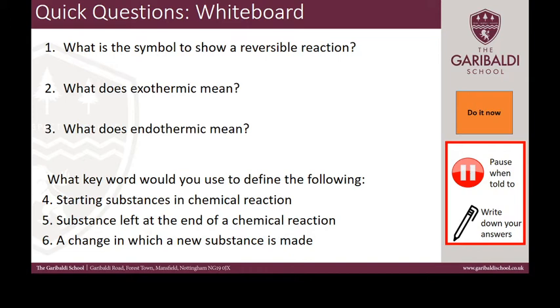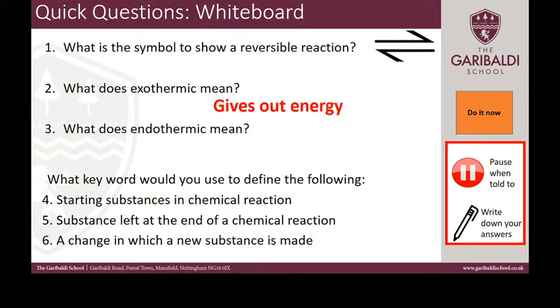Okay, brilliant. So the answers are, what is a symbol to show reversible reaction? It is this symbol. We have seen it before, where you have an arrow going both ways, forwards and reverse. What does exothermic mean? It means it gives out energy. So you know you have those hand warmers because now it's getting cold and you can press the little metal pin inside them. So that metal pin is like a catalyst. It starts the reaction, gives it activation energy. And because it's an exothermic reaction, it means it gives out energy. So they're actually really good as hand warmers.